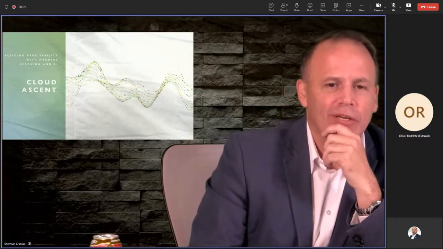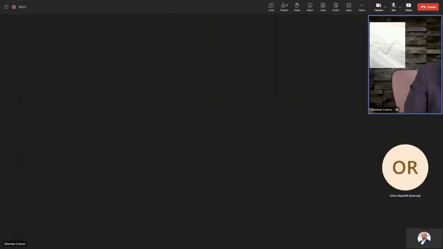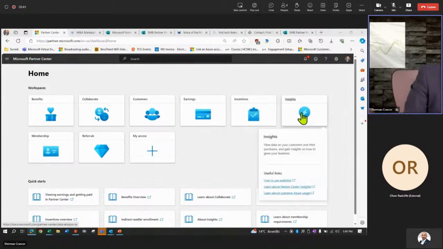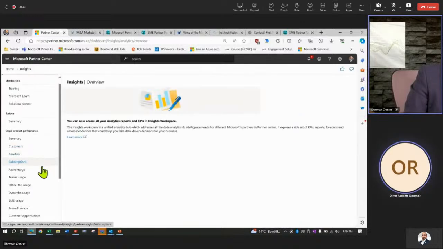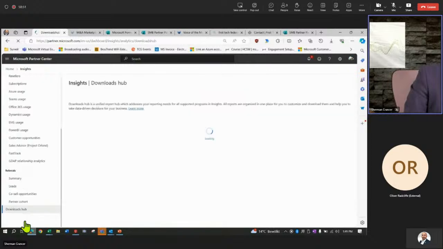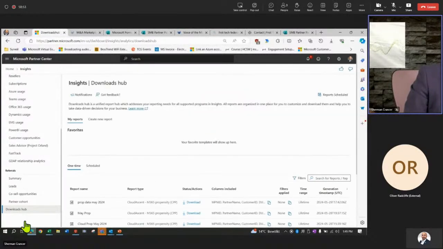Yes, there is. All right, so I'm going to show you here what you can do with your partners. Very simple. You can show them in Partner Center where to go. What we want to do is go to Insights. See where Insights is? You tell them go to Insights. And then on the very bottom left-hand corner is this thing called Downloads Hub. This is a program that's been enabled for all partners currently.